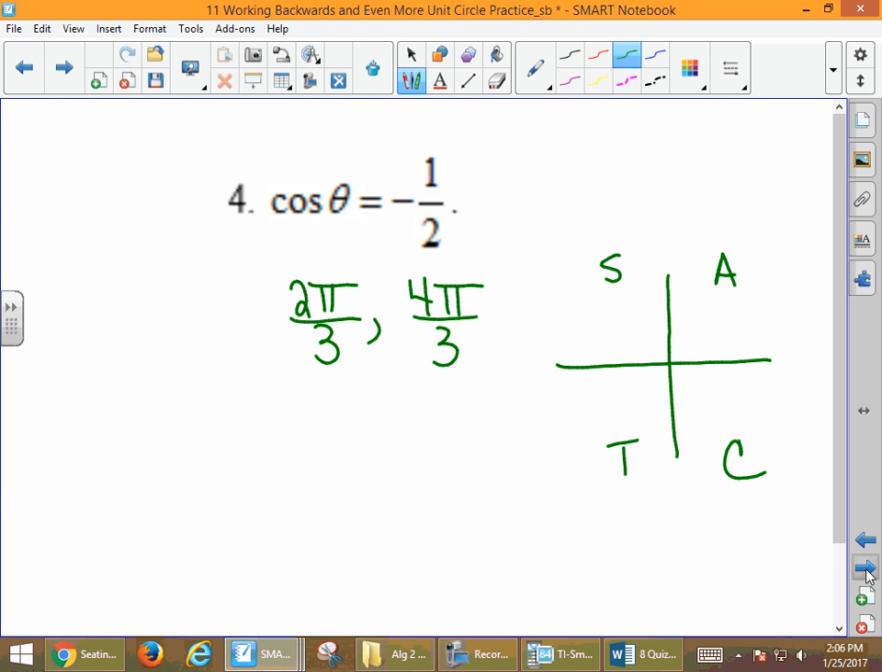Again, our goal eventually is to do this without a unit circle, but we kind of have to understand what we're doing first before we start guessing. I don't want us to guess. I want us to know.